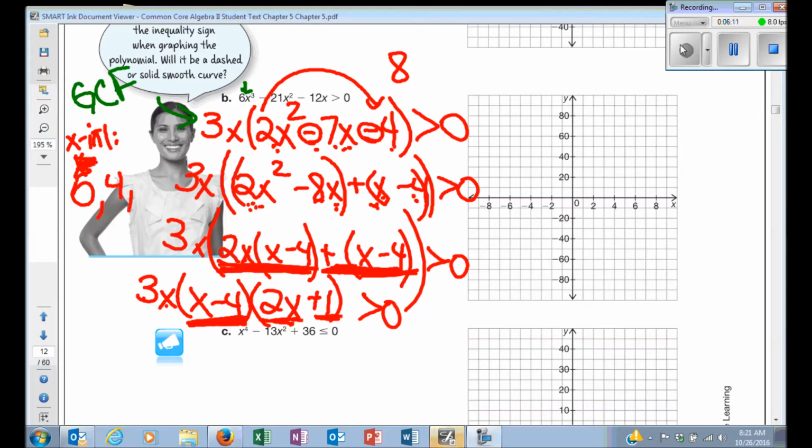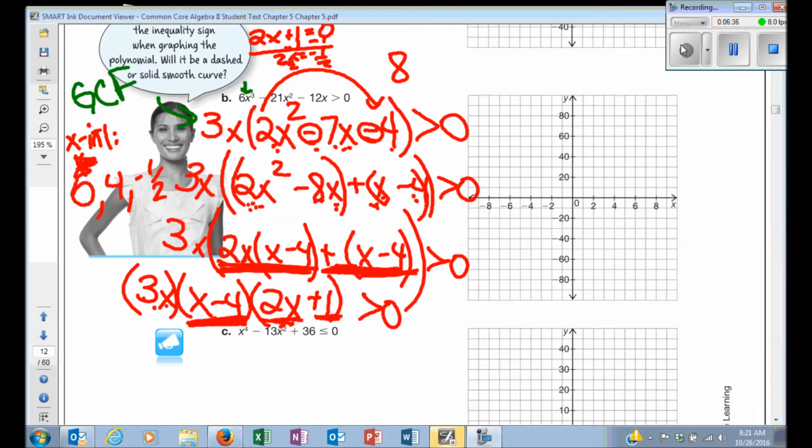4 is one of my roots because this is its own bubble, so that's 0. Put a 4 in here, it makes it 0. What about the one here? If I can't figure it out, what do I do? I can take 2x plus 1 and set it equal to 0. Minus 1, 2x equals negative 1. Divide by 2. Hopefully you realize it's a negative 1/2.